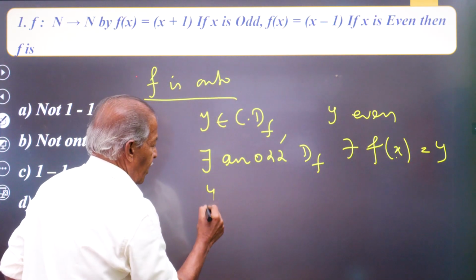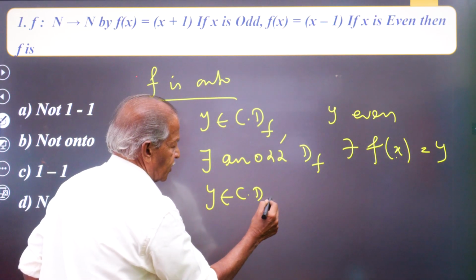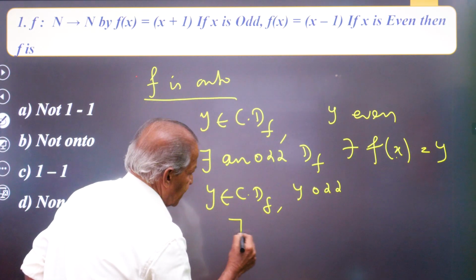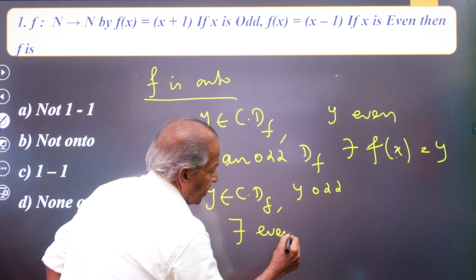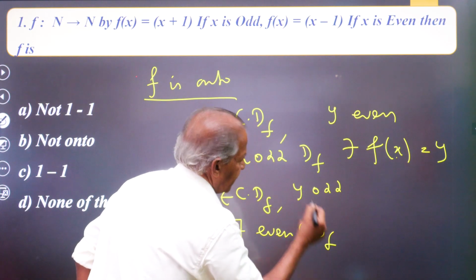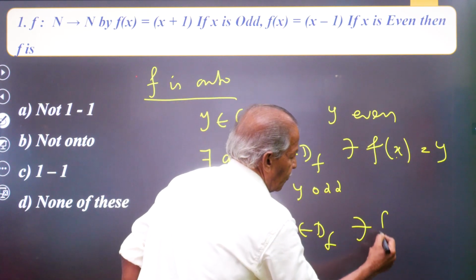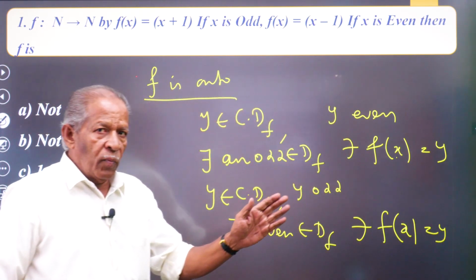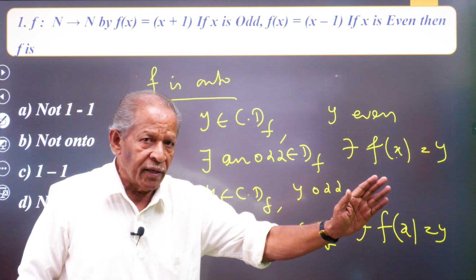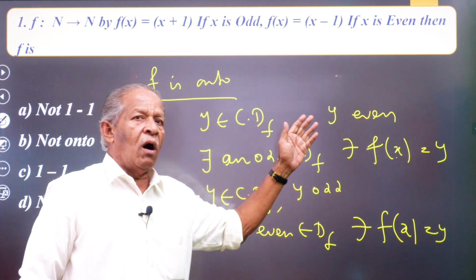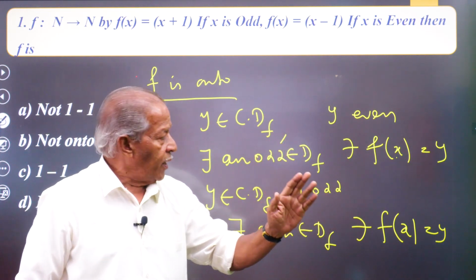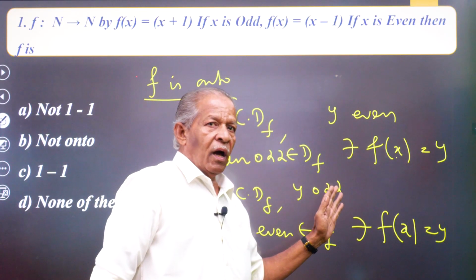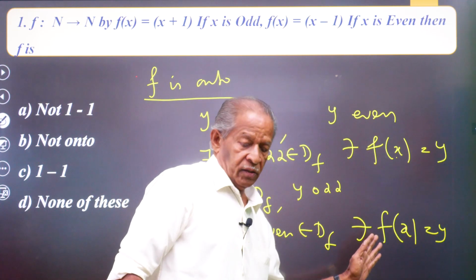Similarly, y belongs to the codomain of the function and it is an odd number. Then there exists x, an even number belonging to the domain of the function, such that f of x equal to y. Therefore, in the codomain, if you take an even number, the corresponding pre-image is an odd number. If it is an odd number, the corresponding pre-image is an even number.